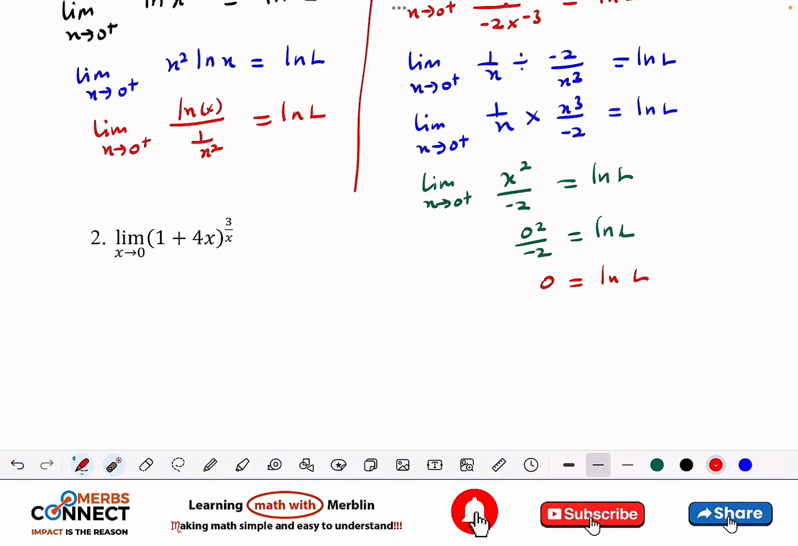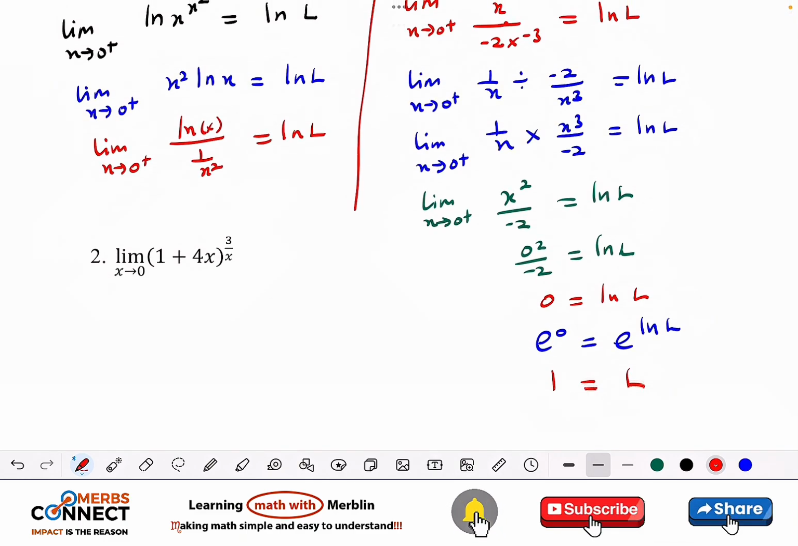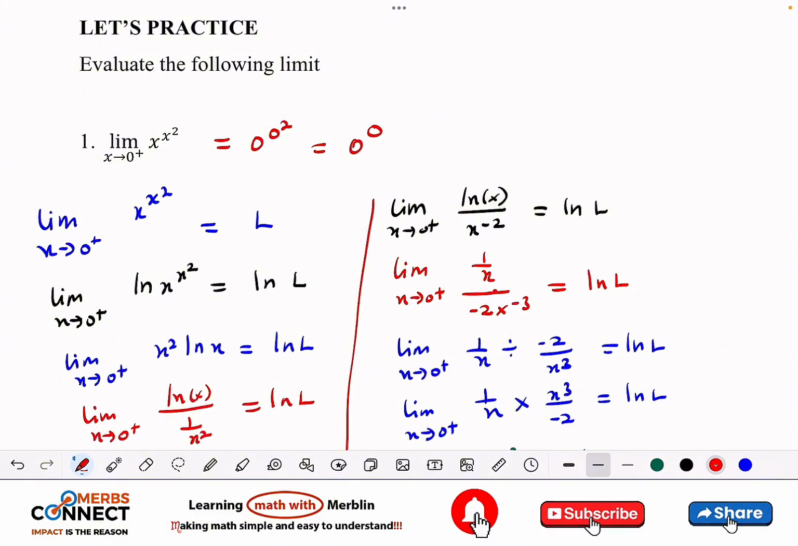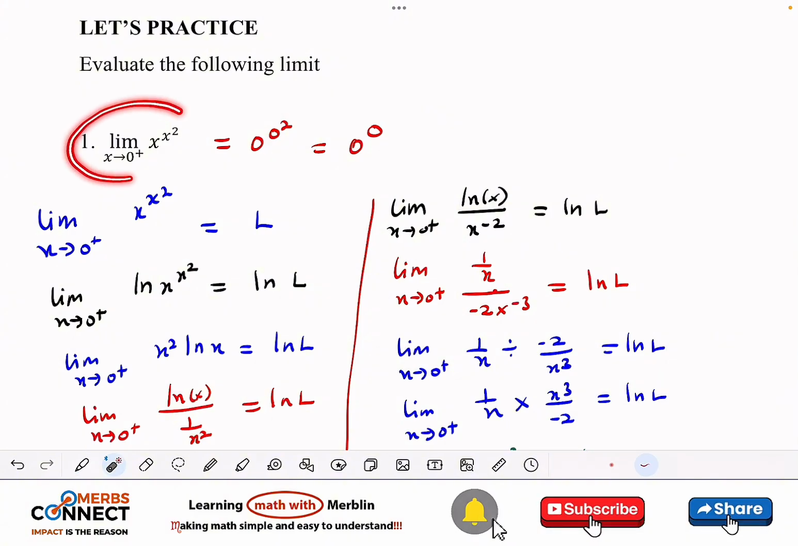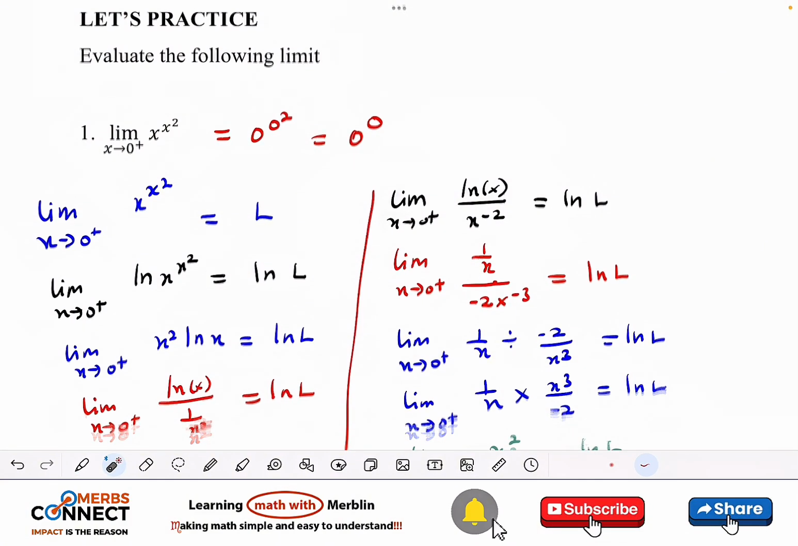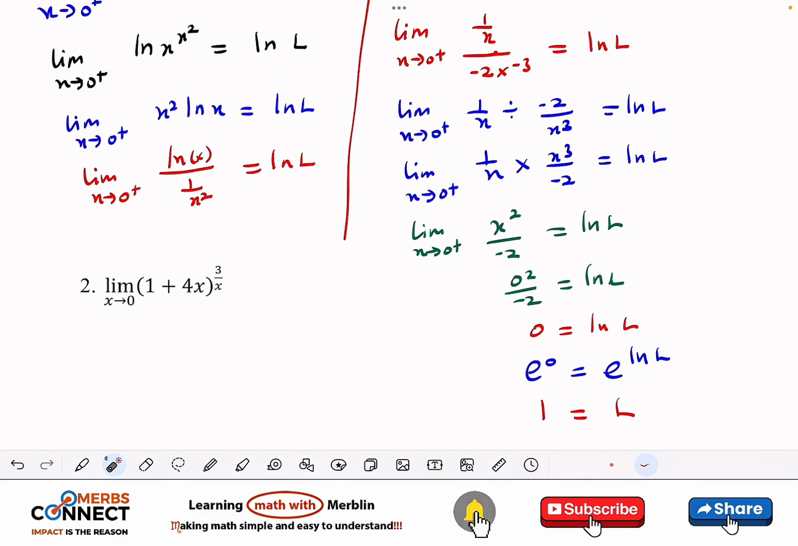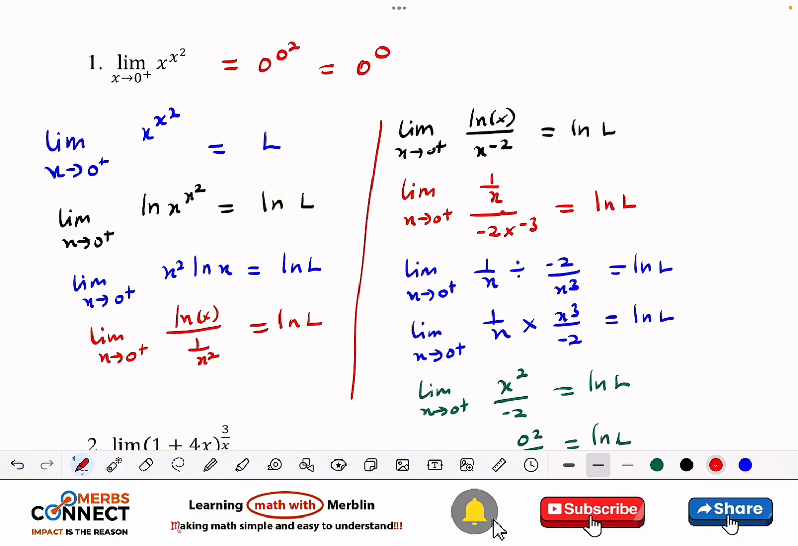And if we want to do that, since we have the natural log, we need to apply the exponential function on both sides. So I have e to the power 0 is equal to e to the power natural log of L. And e to the power 0 is 1, and this one is also L. So you see that this limit, when you use the L'Hopital's rule to solve, is equal to 1. So my L is equal to 1. So since my L is equal to 1, it means that this limit is equal to 1.